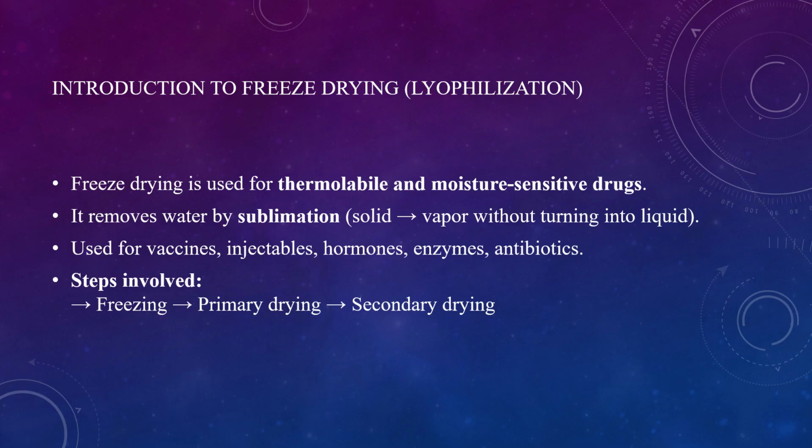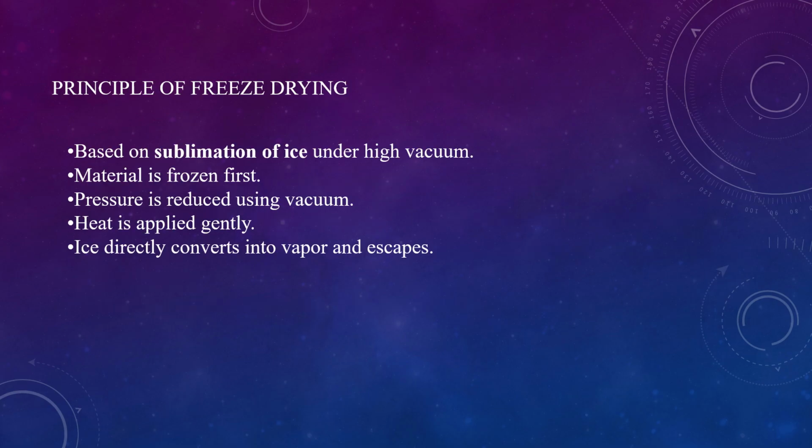Now let us understand the principle behind freeze drying. Freeze drying works on the principle of sublimation under high vacuum. First, the product is frozen and then the pressure is reduced. A small amount of heat is applied so that ice vaporizes directly. This protects the structure and the activity of delicate biological material.